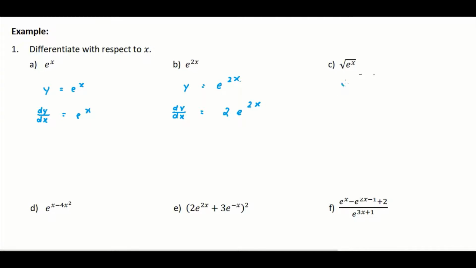Same thing. So y equals, let us try to change this into indices. So e^x to the power of 1 over 2. Let us try to combine, so e to the power of 1 over 2x. Then now you can do exactly the same thing. dy/dx will actually equal 1 over 2 e to the power of 1 over 2x. Okay, as simple as that.